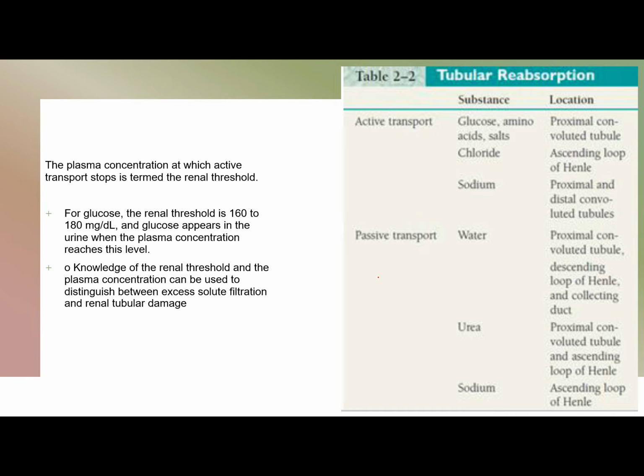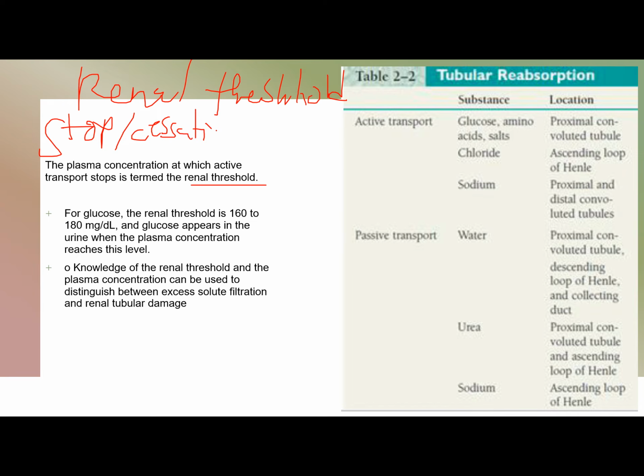Okay. The plasma concentration at which active transport stops is termed as the renal threshold. So, itong renal threshold na to, class, lahat ng substances natin merong renal threshold wherein there would be a stop. Ito lang yung tatandaan nyo. Pag naririnig nyo yung renal threshold, this refers to the stopping or the cessation of active transport reabsorption.